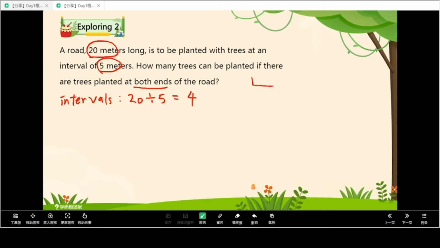So let's draw a simple diagram. Maybe here is a tree, here is a tree, and maybe in the middle, here is a tree. So we can see that there are 3 trees but 2 intervals. So the number of trees is larger than the number of intervals. So how many trees are there? Yes, there are 4 plus 1 equals 5 trees. So we can write it down: there are 5 trees planted.